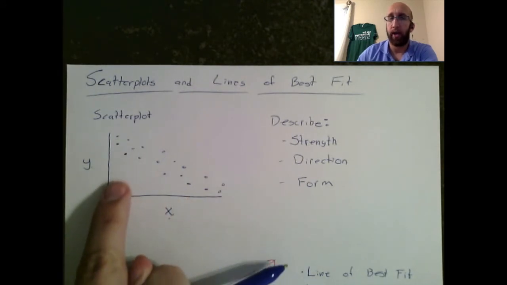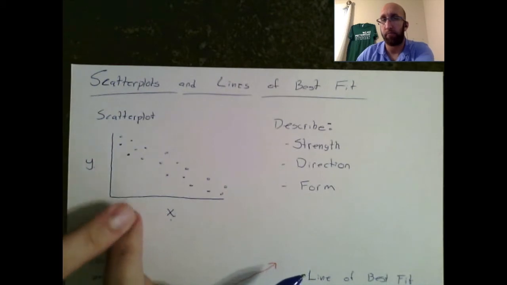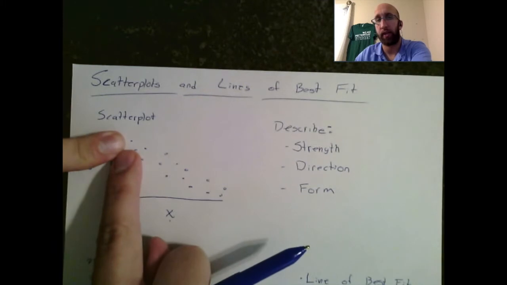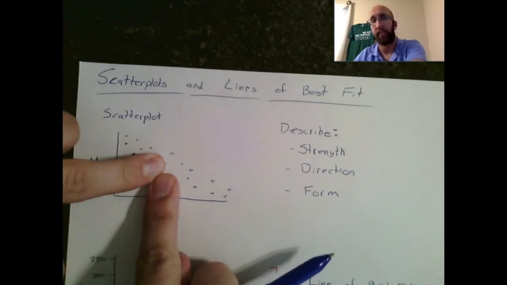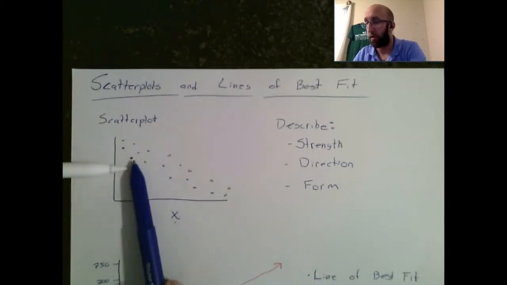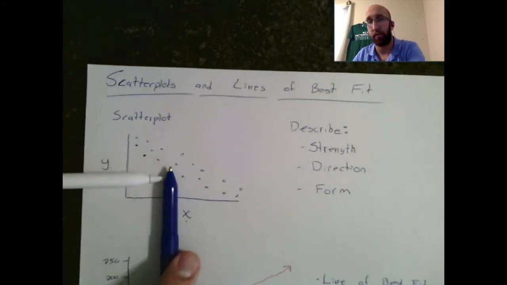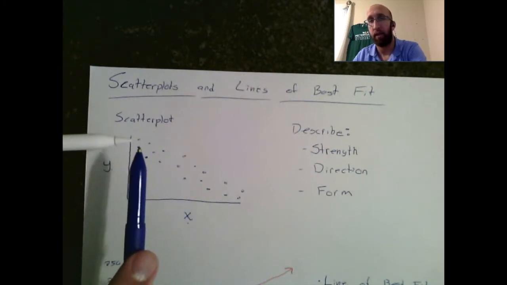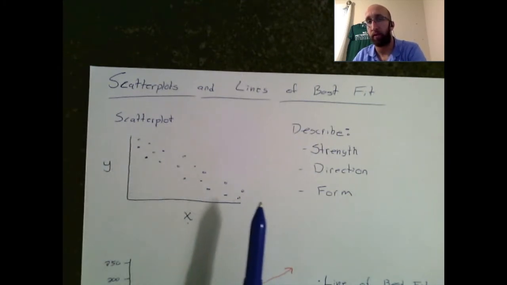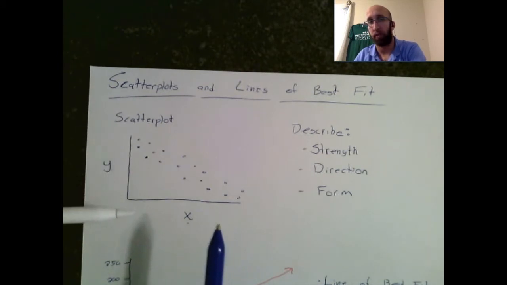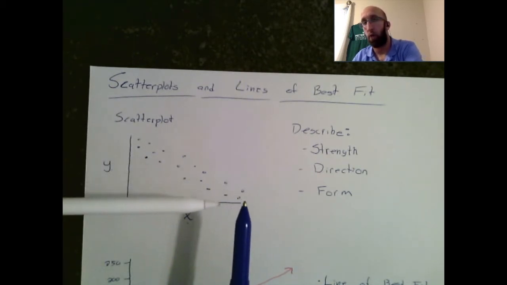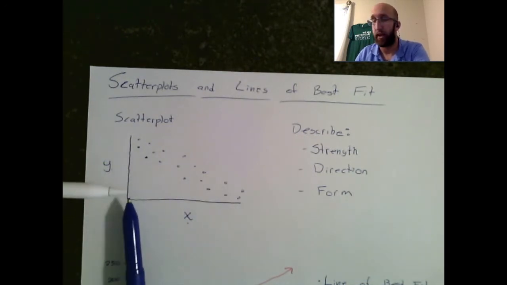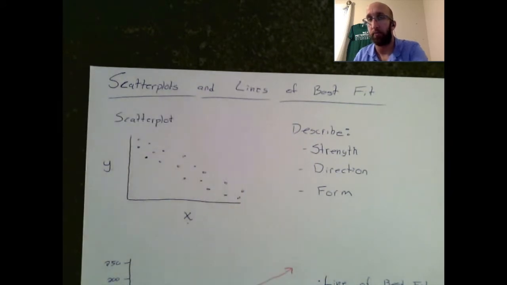Direction: we're worried about what happens as x increases. As we go bigger and bigger on the x-axis, are we getting bigger or smaller on the y-axis? If I trace this, as x gets bigger, notice y is coming down on the axis. So this would be a negative direction: as x gets bigger, y gets smaller. We could also have a positive direction, where as x gets bigger, y gets bigger.